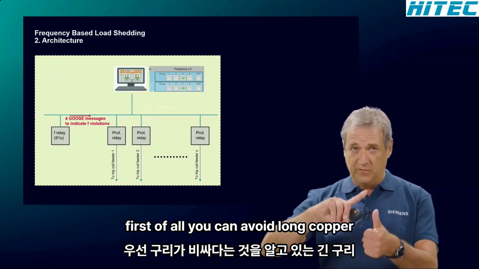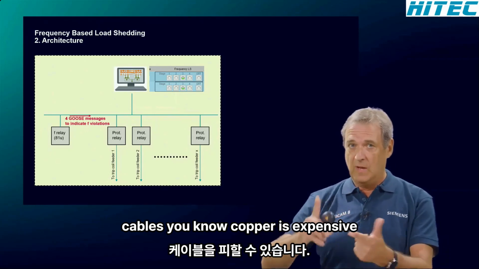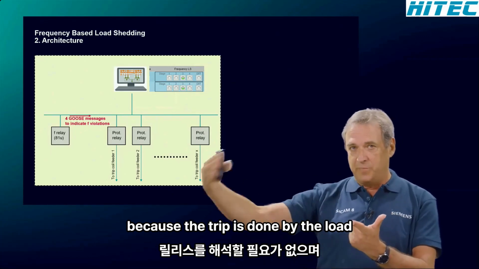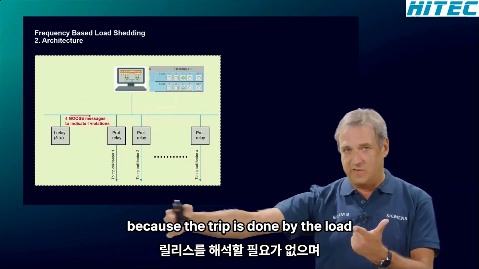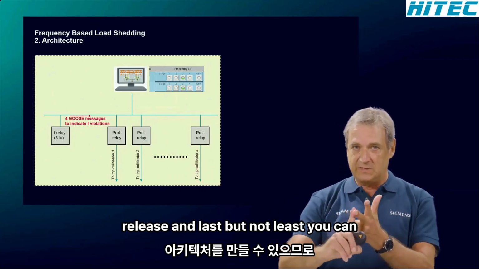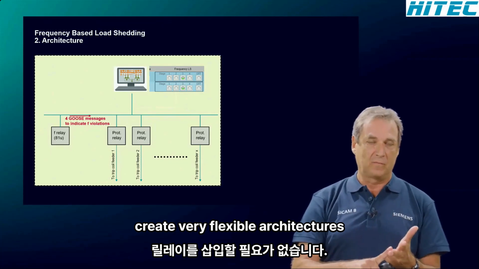First of all, you can avoid long copper cables. You know, copper is expensive. There's no need for interposing relays because the trip is done by the load relays themselves. So no interposing relays. And last but not least, you can create very flexible architectures.